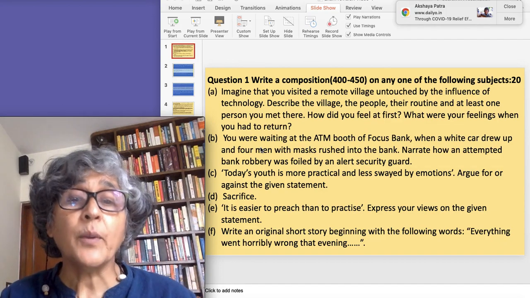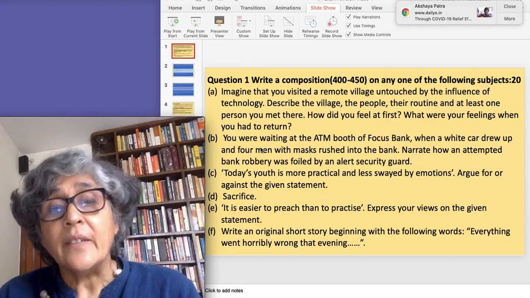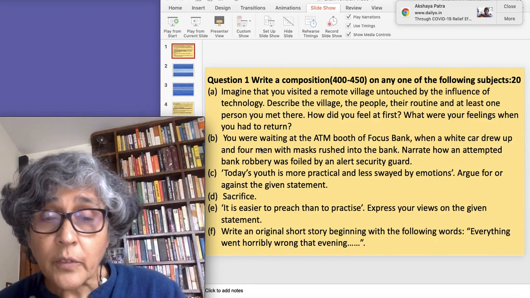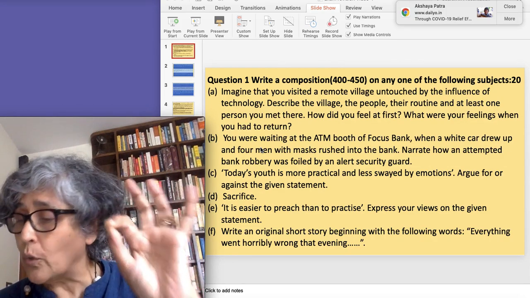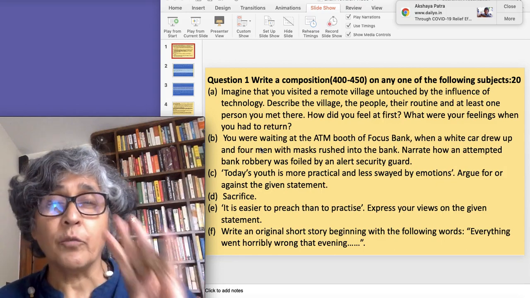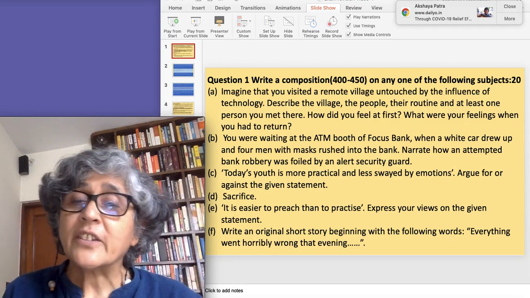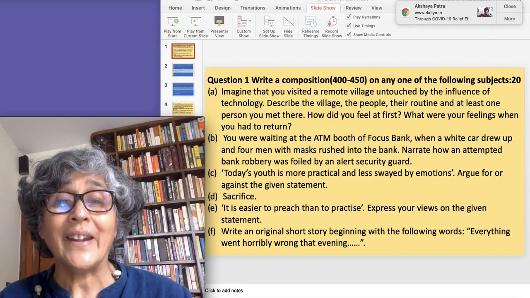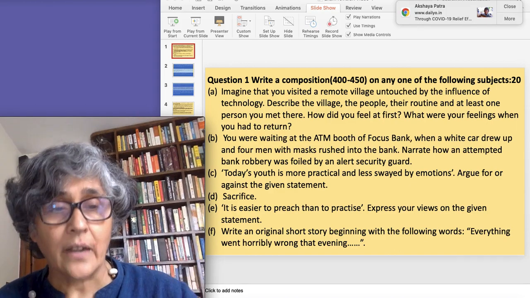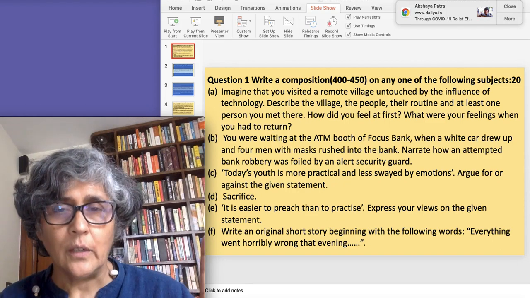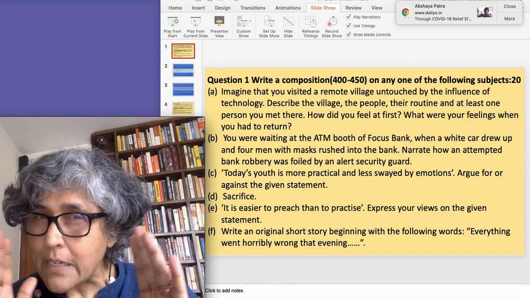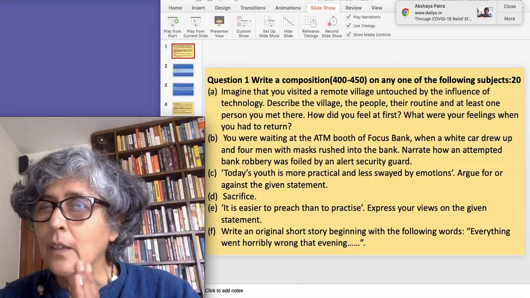If you see the second one, it's a narrative. You have to narrate the events. You are waiting at the ATM booth of the Focus Bank. A white car drew up, very, very close details which you have to work on. 4 men with masks rushed into the bank and narrate how an attempted robbery was foiled. Now, you cannot possibly write about a robbery that was successful. Okay, so little details have to be kept in mind.